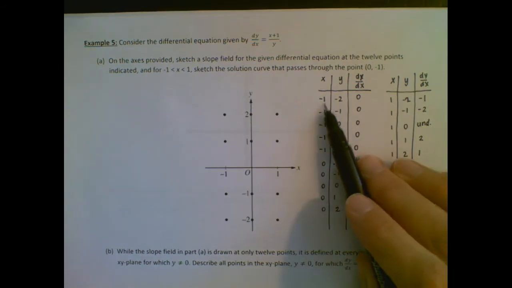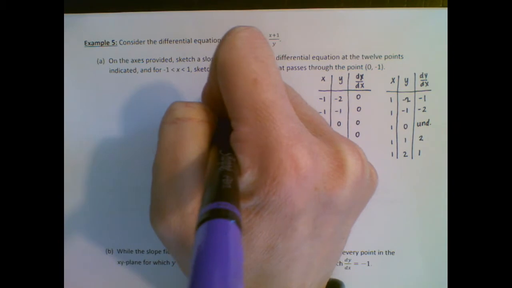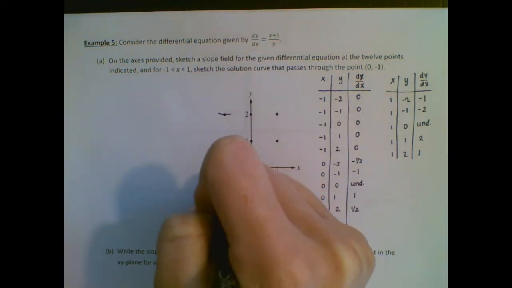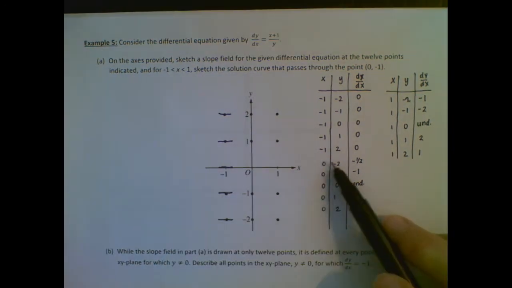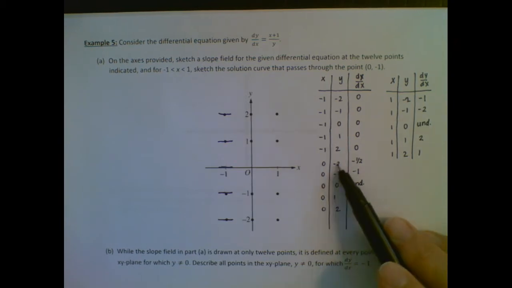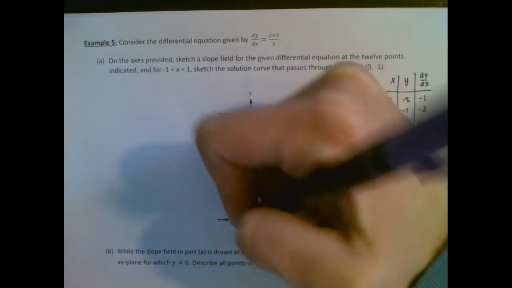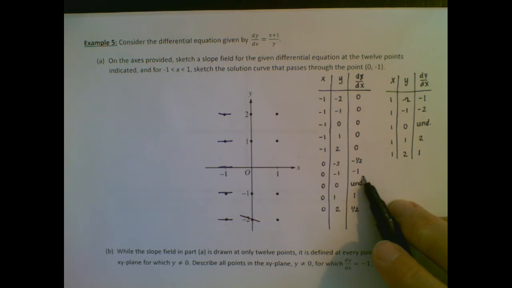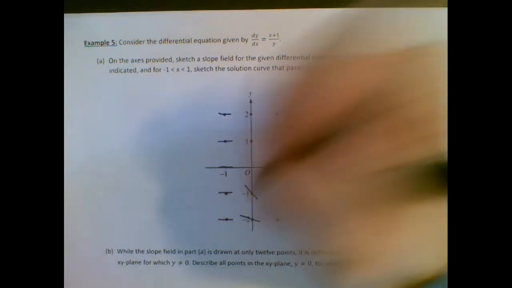So at the point (-1, -2), my slope would be 0. And that's going to be the same for any of my x values of -1. They're all going to have slopes of 0. And then I started next with my x values of 0. So at the point (0, -2), my slope would be -1/2. So it's just going to be a negative slope, not too steep. Then at the point (0, -1), I'm going to have a slope of -1, something like that.